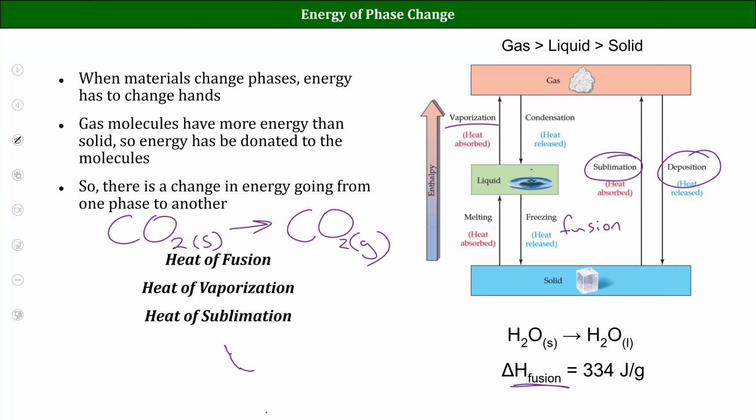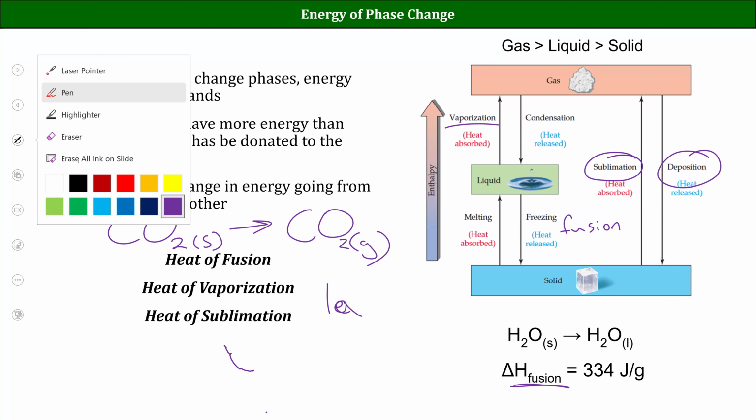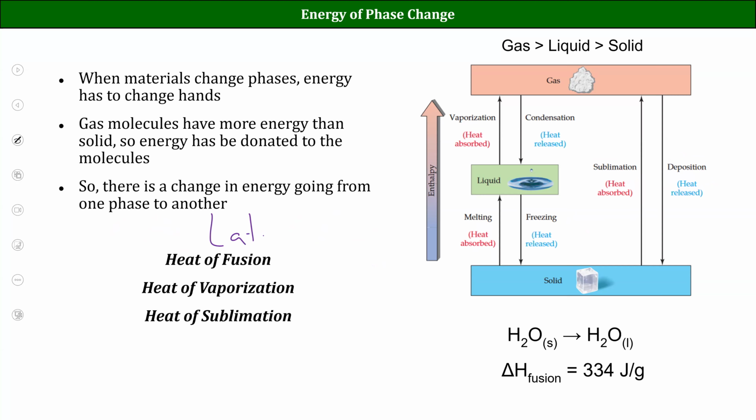So the system as a whole has more energy as a gas than it does as a liquid, and it has more energy as a liquid than it does as a solid. The energy associated with the different phases is sometimes called latent heat. Heat means energy changes hands, right?